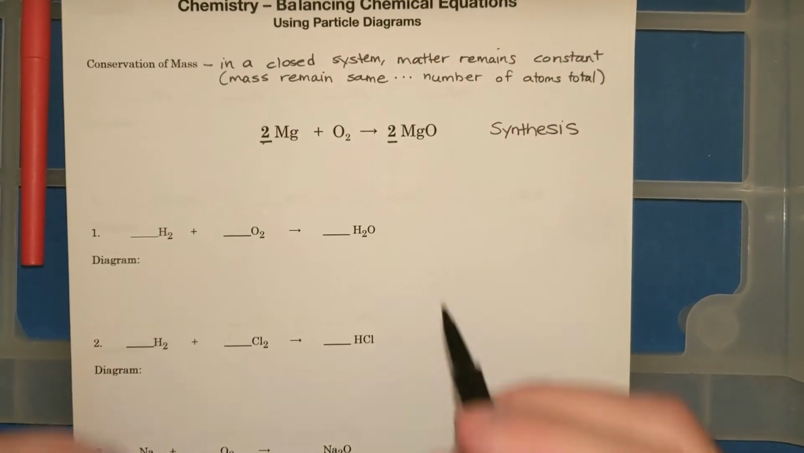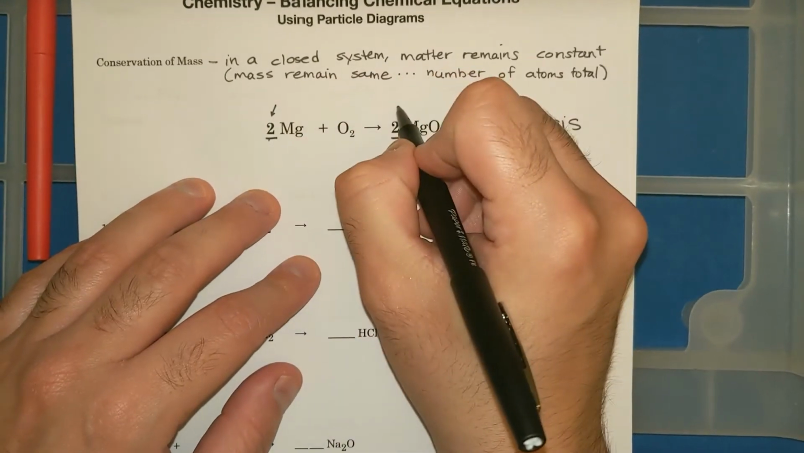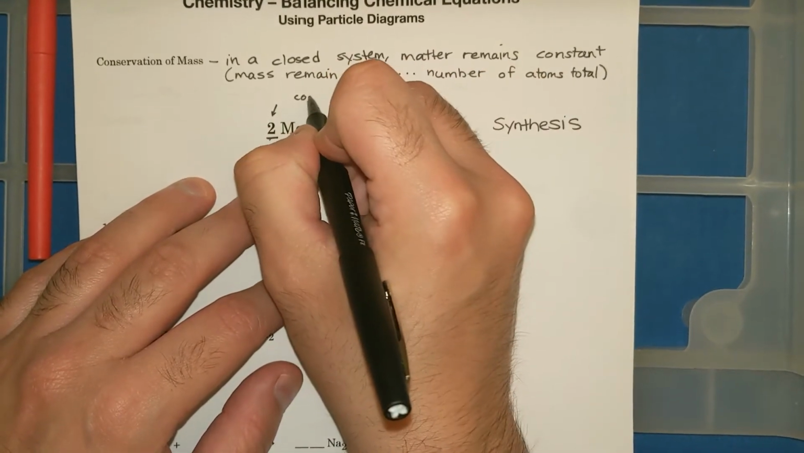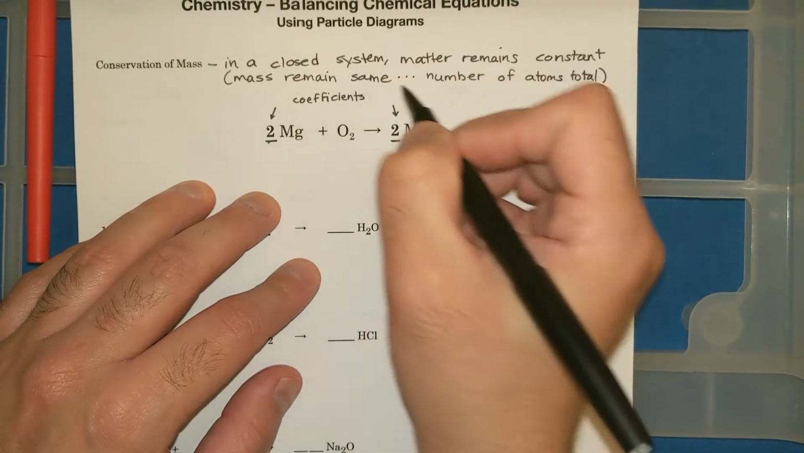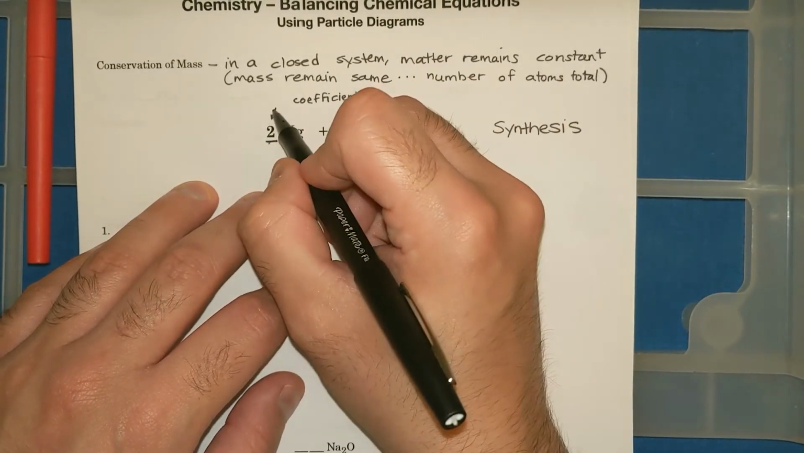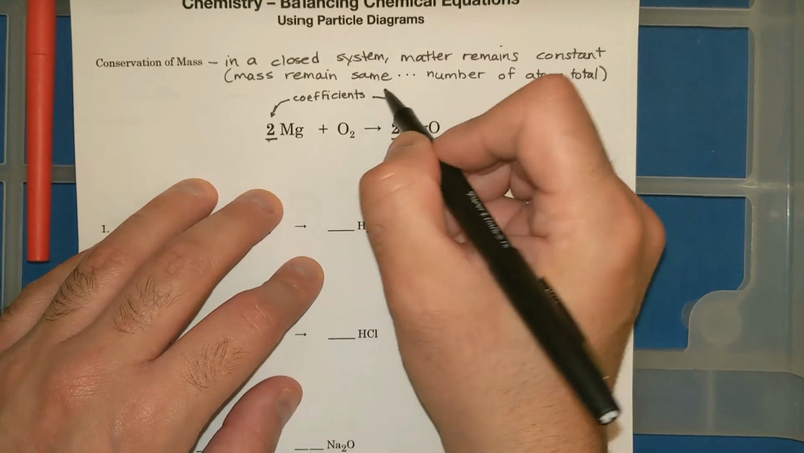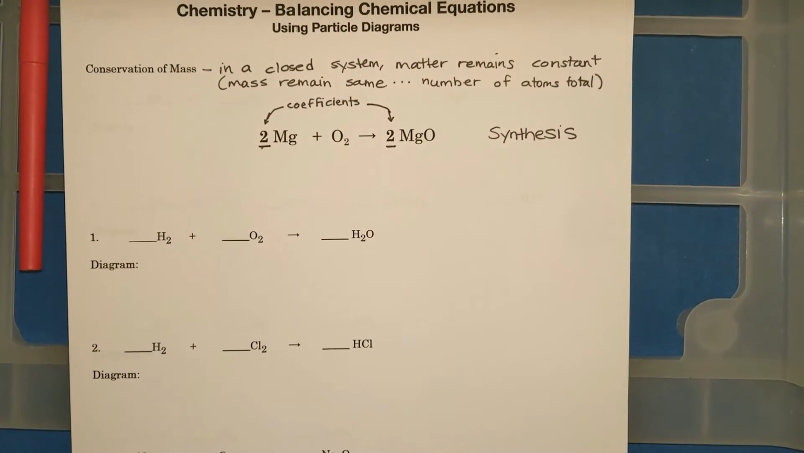And we have these numbers in front here, and there's nothing in front of the O2. We're going to call these numbers in front coefficients. And we use coefficients to balance a chemical equation. They tell us how many of each atom or compound or molecule we need in a chemical reaction to keep it balanced, to keep a conservation of mass.